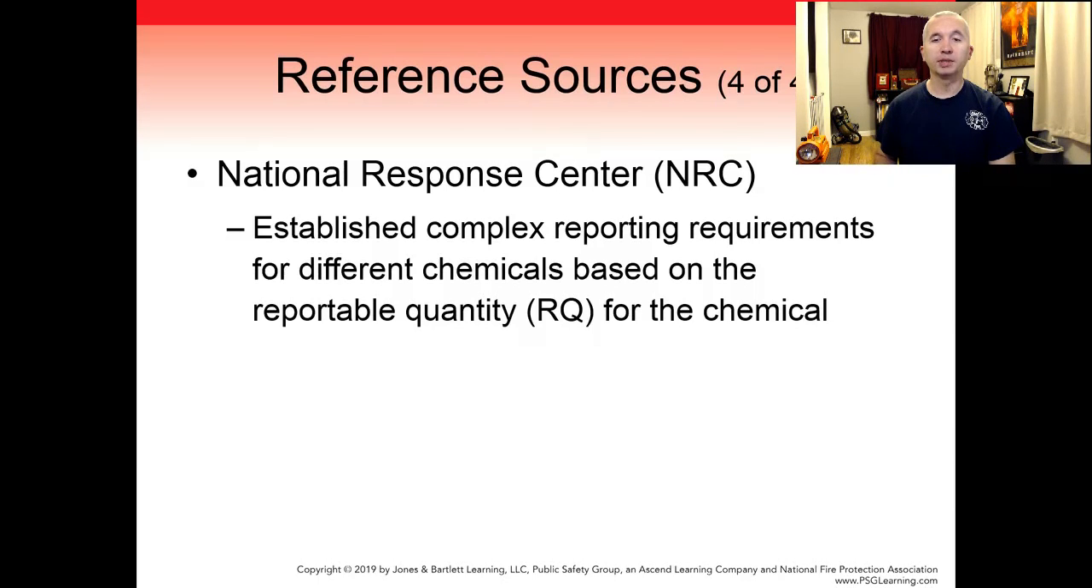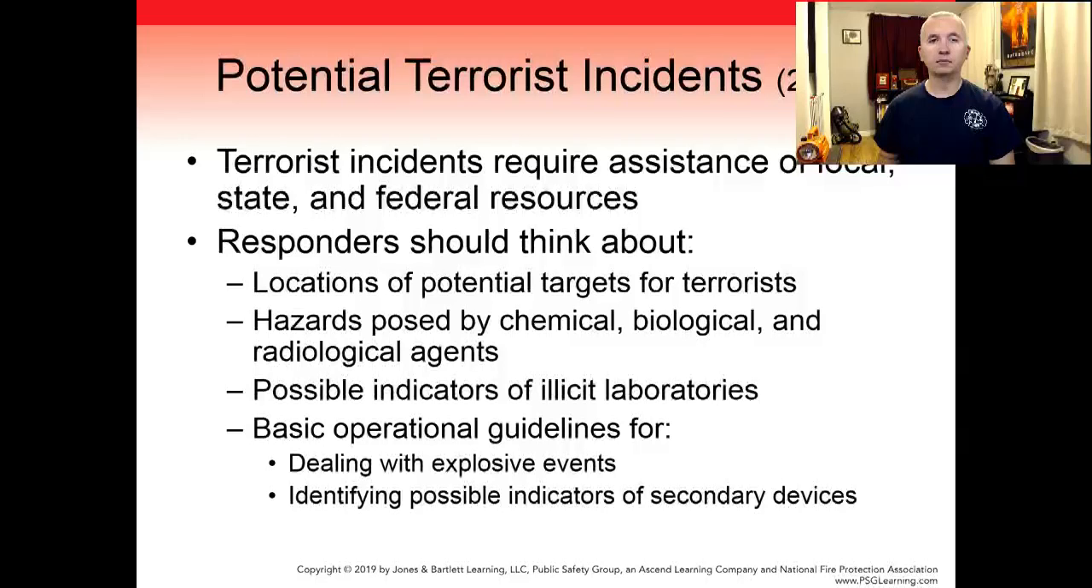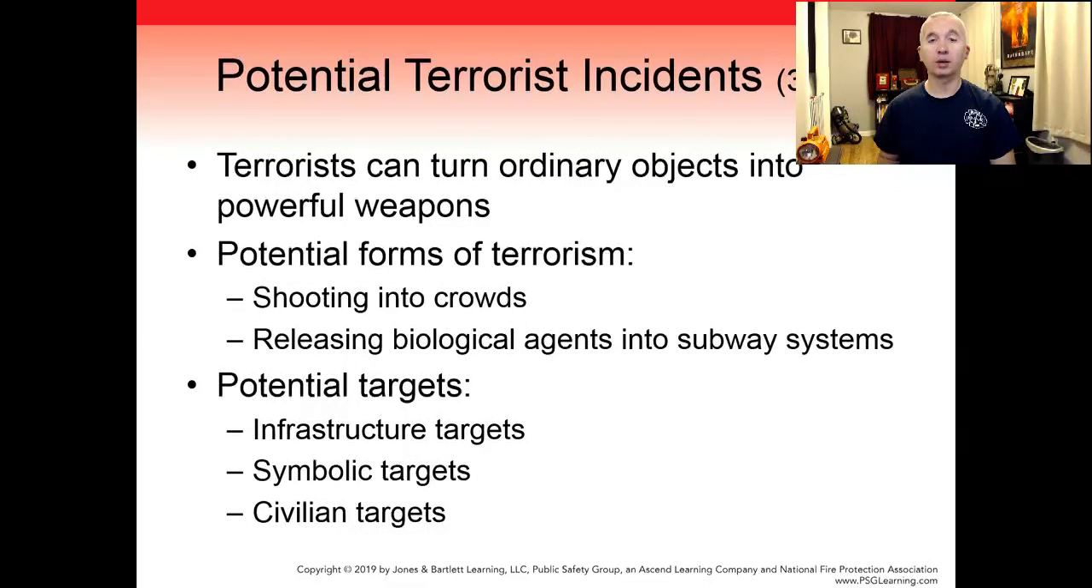Now let's talk about potential terrorist incidents. With the threat of terrorism, no area is immune to attacks. Any incident involving terrorism will require the assistance and cooperation of countless local, state, and federal resources. Responders should think about locations of potential targets for terrorists, general and specific hazards posed by chemical, biological, and radiological agents, possible indicators of illicit laboratories, as well as basic operational guidelines for dealing with explosive events, and identify possible indicators of secondary devices. Terrorists can turn objects into powerful weapons.